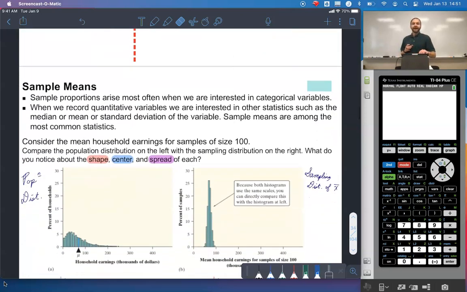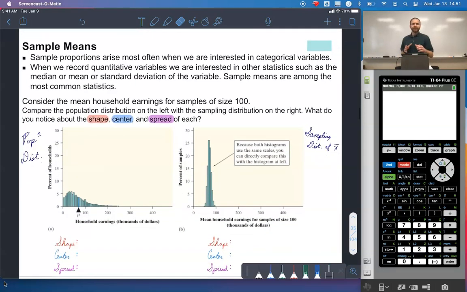So when we're looking at that, keep in mind, sample proportions are often used with categorical variables. But when you're looking at numerical calculations like the mean, the median, the standard deviation, you're looking at quantitative variables, and sample means are among those common statistics that you look at with quantitative variables.